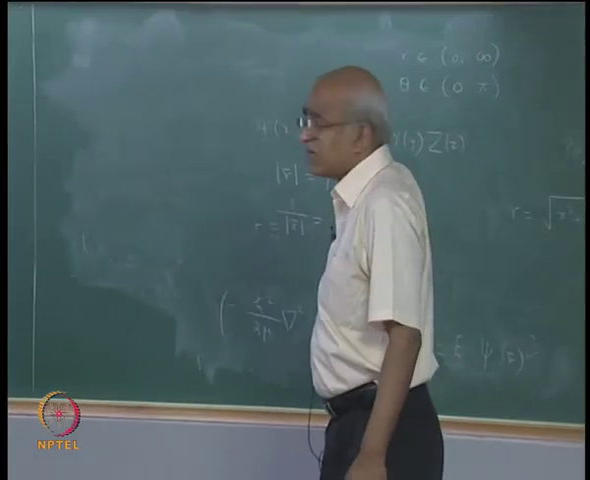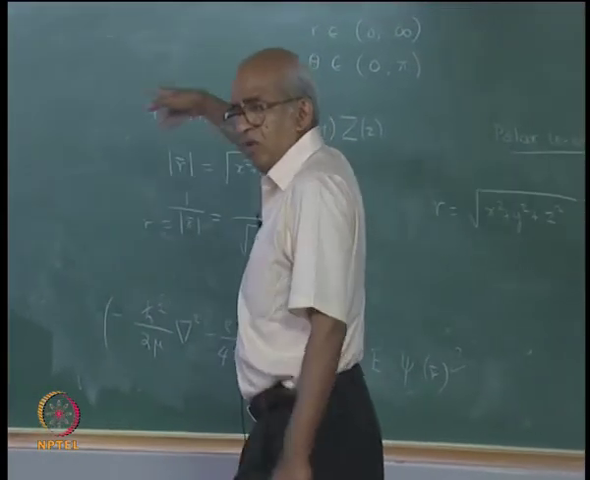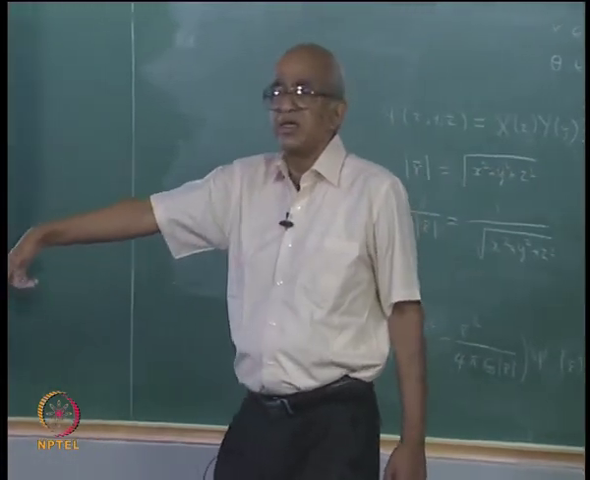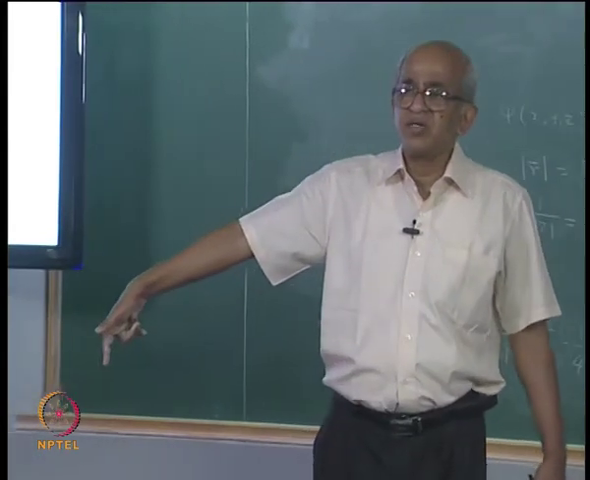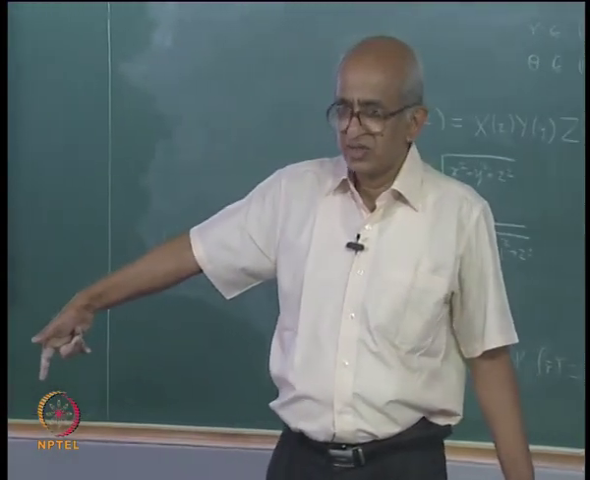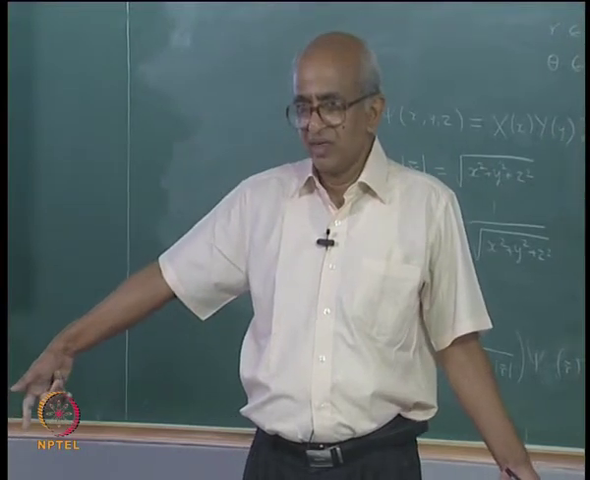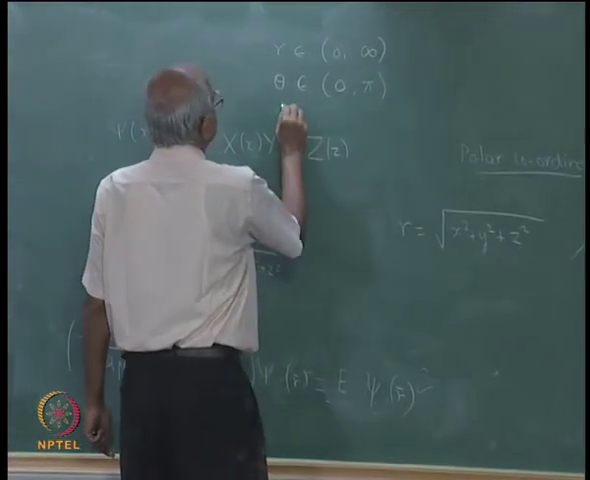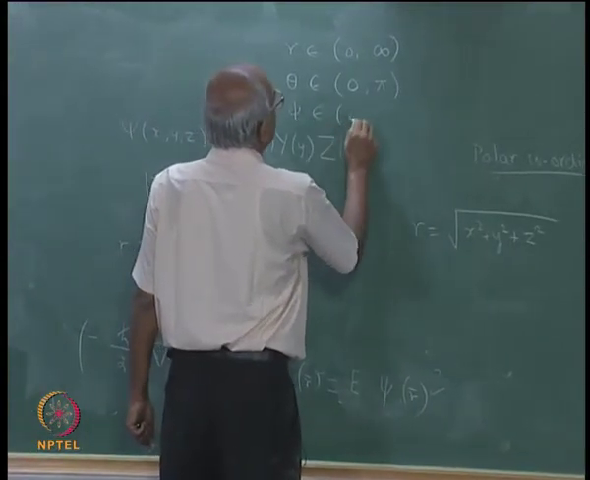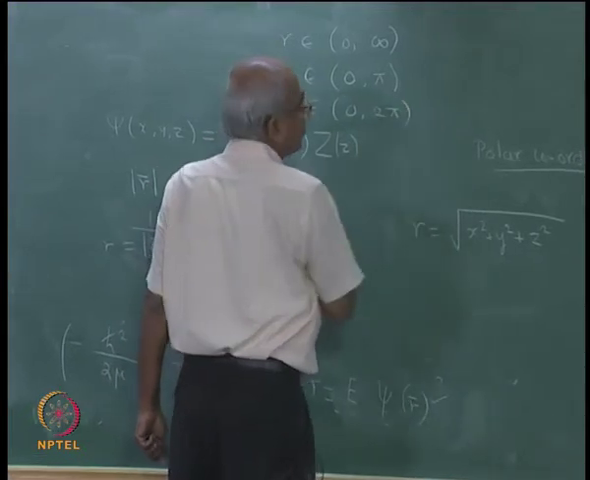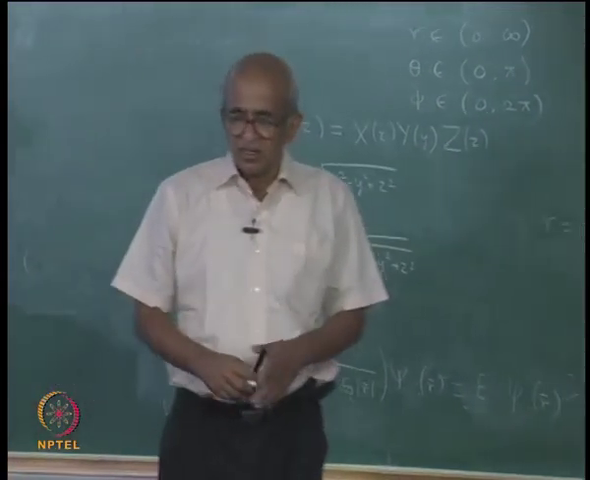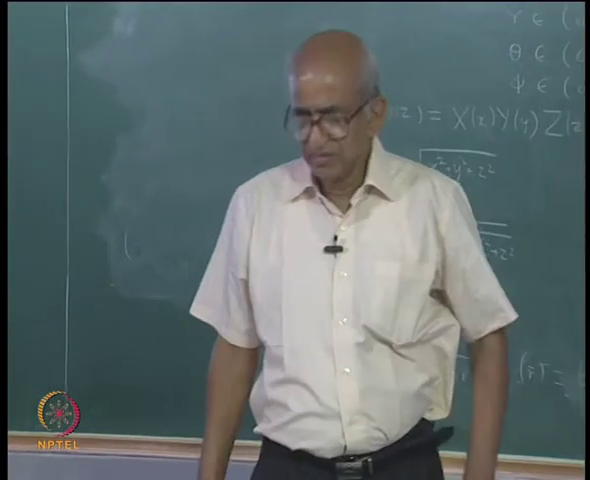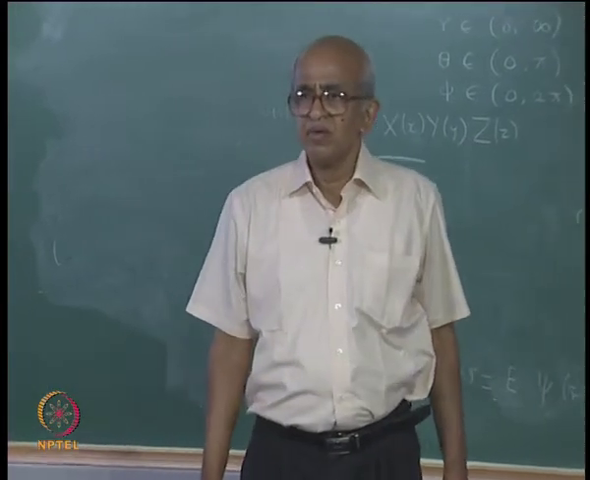90 degrees. Then imagine I go around. What will happen? The value of phi will go on increasing. Eventually when I am back where I started, the value of phi would have increased to 360 degrees or 2 pi radians. So therefore, to specify any arbitrary point in space, I need to allow phi to vary between 0 and 2 pi radians.